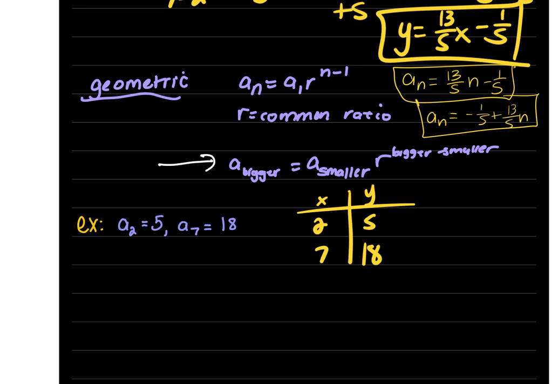With the calculator, I literally go stat, I go calc, and I go down to exponential. And I get y equals a, 2.995, times b, 1.292, raised to the x. So using the calculator, I got that.